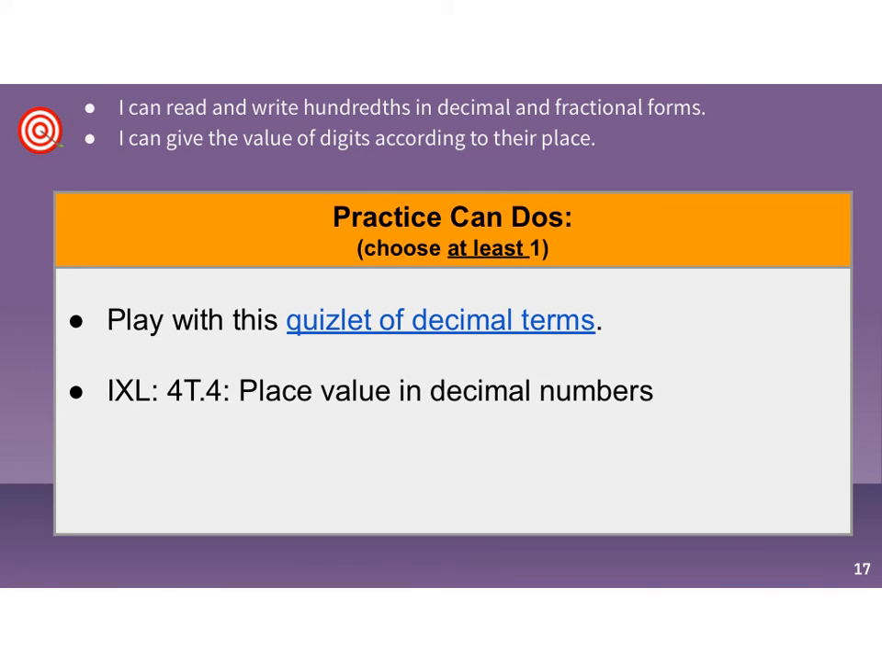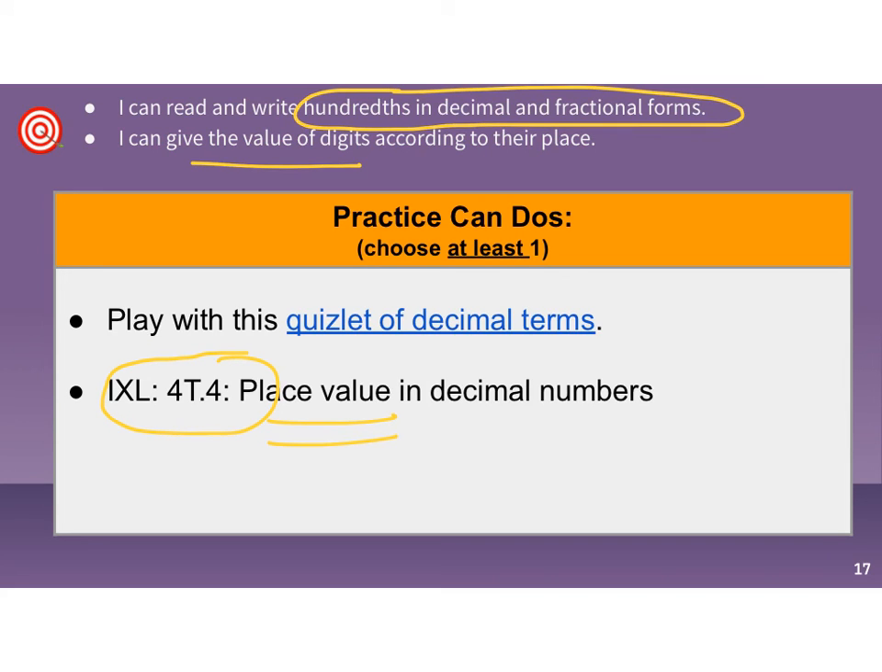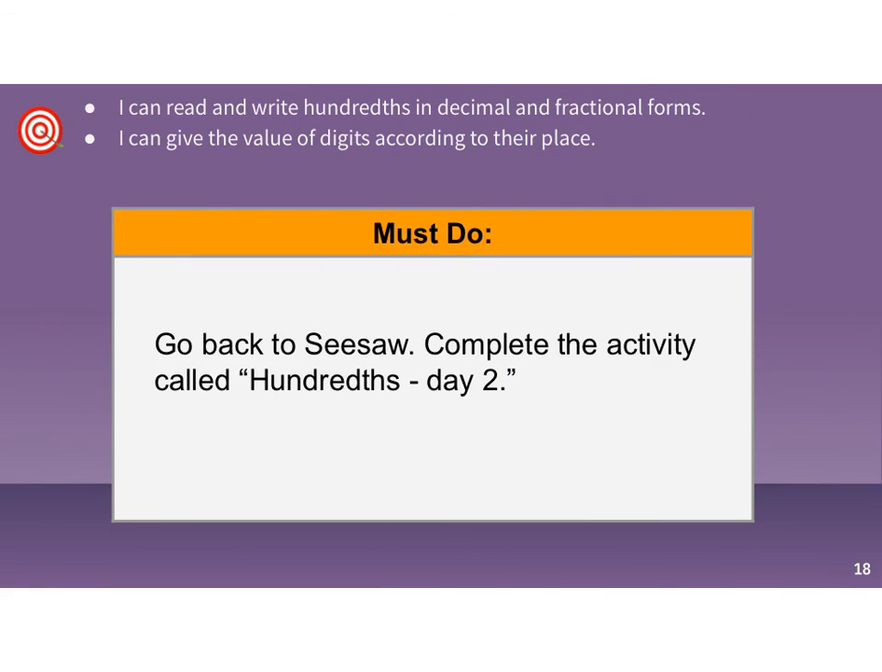Today, third graders, to continue this practice of hundredths in decimal and fractional form, along with place value, a couple of ways you can practice are to continue with the Quizlet. That's a lot of vocabulary work. There's also an IXL skill today, specifically on place value, so that might be a great one to check out. And then after some practice, go back to Seesaw and show your learning today with the hundredths day 2 activity there.